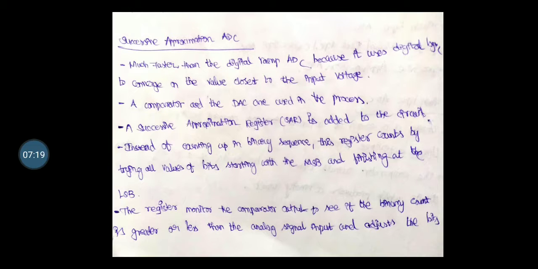Compared with the other two types, this is much faster than the other ADCs, hence it is most widely used. Here we use a comparator and the DAC. In the process, a successive approximation register is added to the circuit. Instead of counting up each binary sequence, this register counts from the most significant bit and finishes at the least significant bit. The register monitors the comparator output to see if the binary count is greater or lesser than the analog signal input and adjusts the bits accordingly.